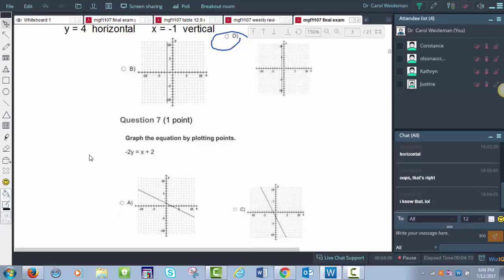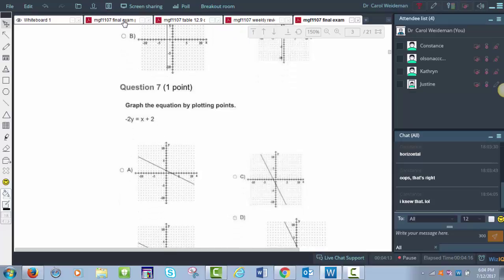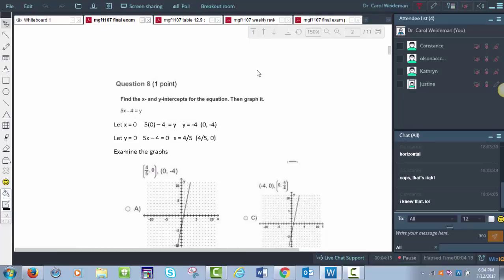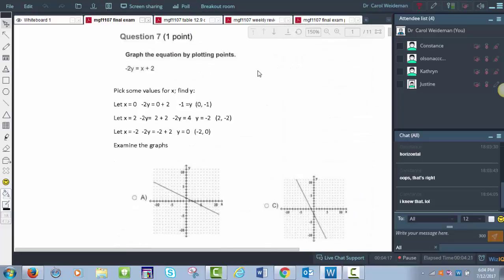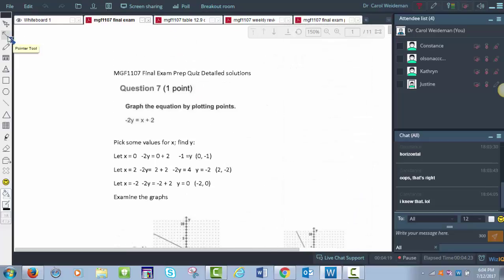Let's see, this one is graph the equation. Yeah, I think I have a detailed solution for this one in number 7, so let's pop over here. Oh, I don't. Wait a minute. Yes, I do. There we go. All right, so if I want to graph this, I need to find some values. And so I could put it in slope-intercept form if I wanted. I just pick some values and solve for Y. So if I let X equal 0, if I put in 0 for X, I got negative 1 for Y.